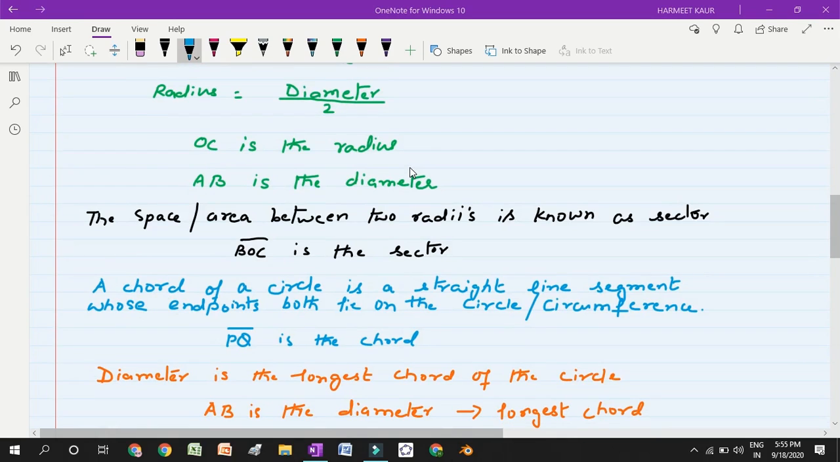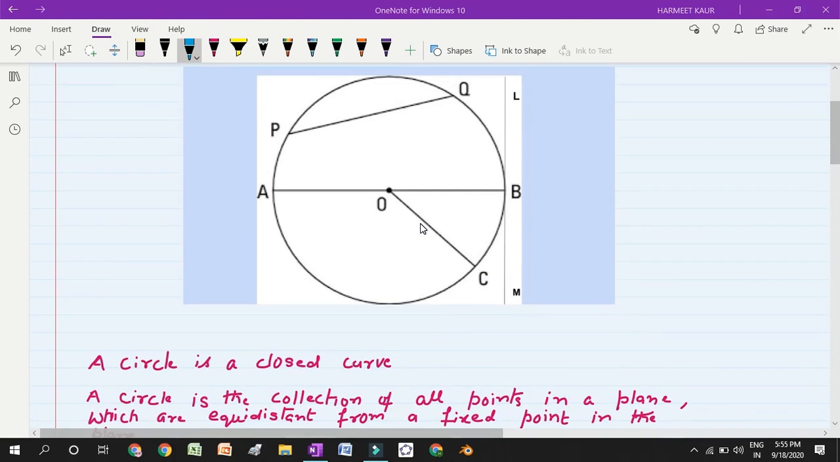A chord of a circle is a straight line segment whose endpoints both lie on the circle or the circumference. So here we have seen PQ is a chord. What is a chord? When we join any two points on the circumference, through the interior of the circle, it becomes a chord. So it is from one end point of the circumference to the other end point.